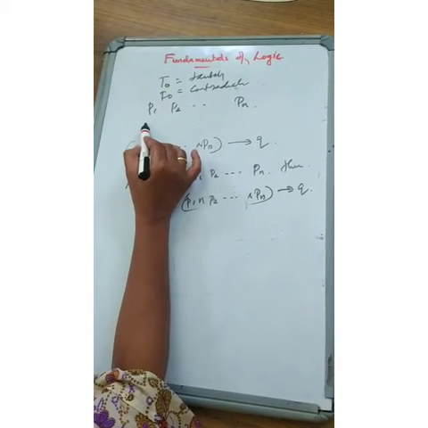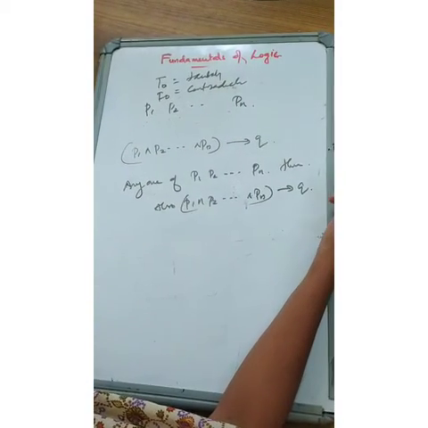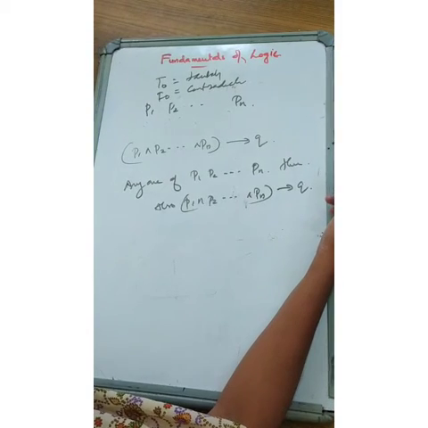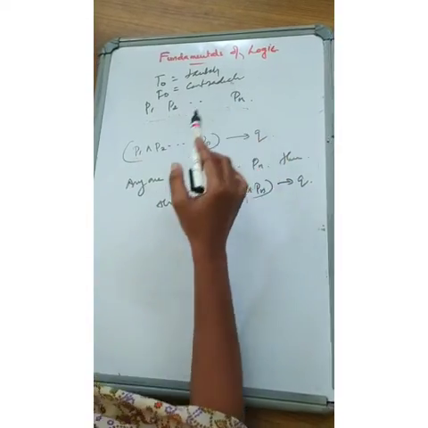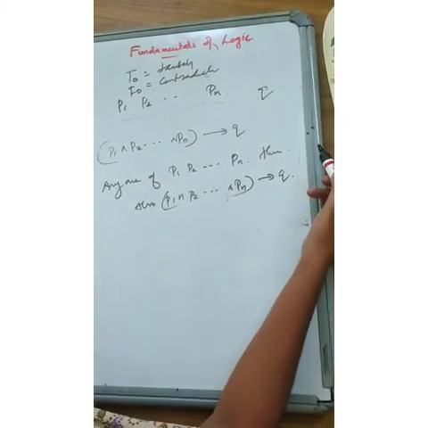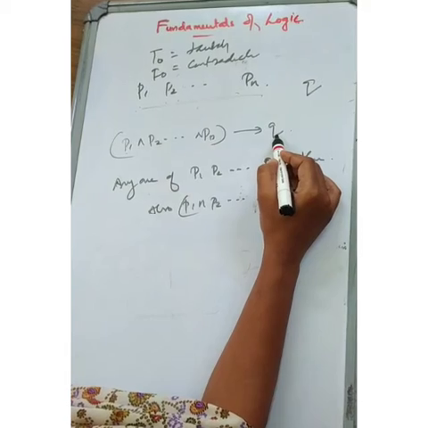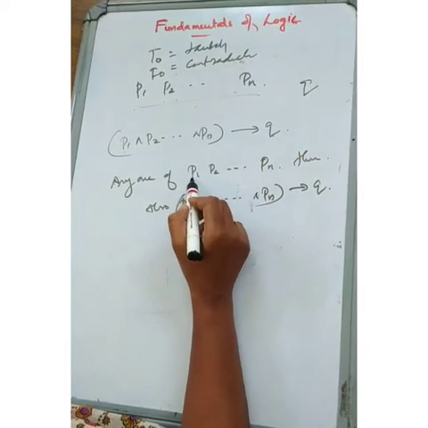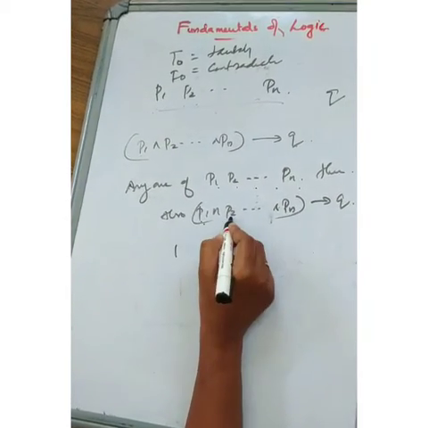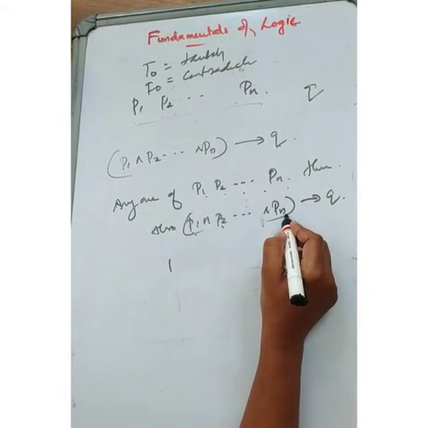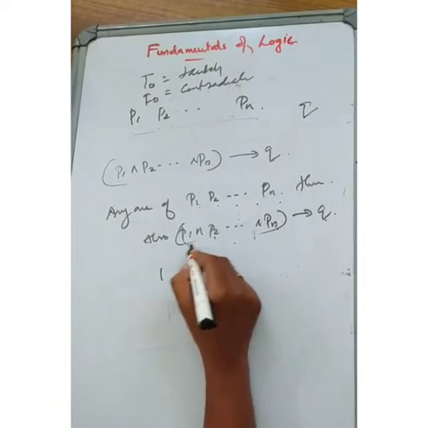The argument starts with a list of given statements called premises, like P1, P2, etc., Pn, and a statement called the conclusion of the argument. We are trying to show that the conclusion Q follows logically from the given statements. If each of the statements P1, P2, etc., Pn is true, then P1 and P2 and P3, etc., and Pn is true. Then the statement Q must also be true.